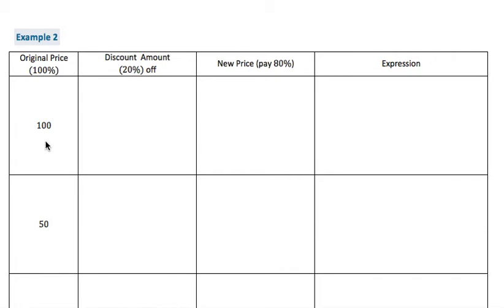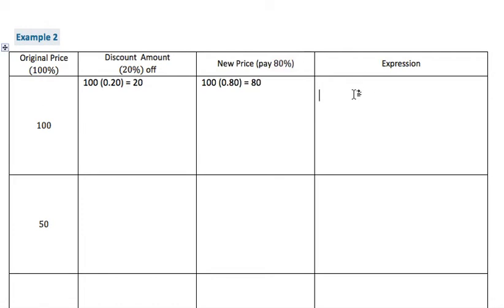So if our original price is $100, the discount amount would be 100 times 20%, which we'll change into a decimal of 20/100ths. And when we multiply that, we get 20. The new price, or the price that you would pay, would be 80%, because when you take 20% off of 100%, you get 80%. So that calculation would be 100 times 80/100ths, which is $80.